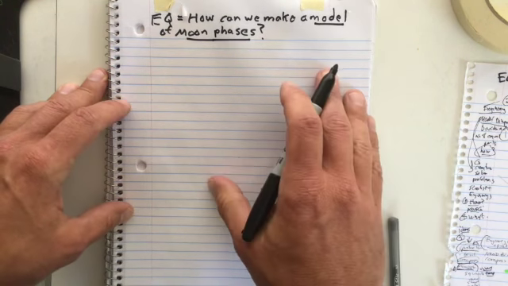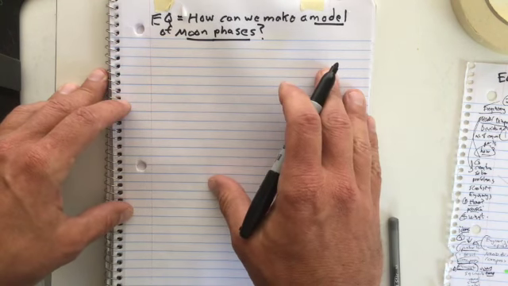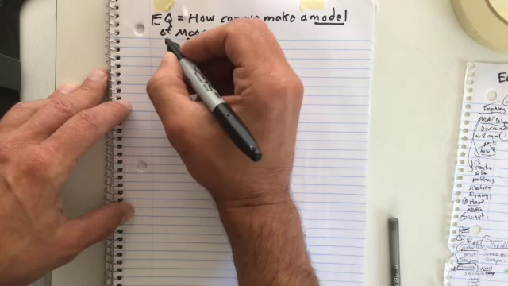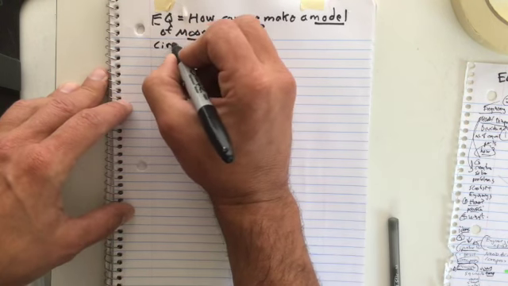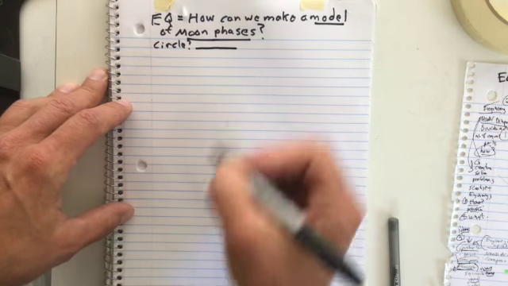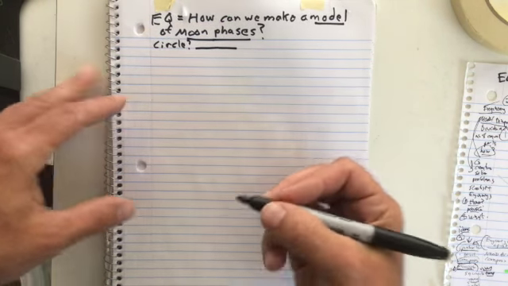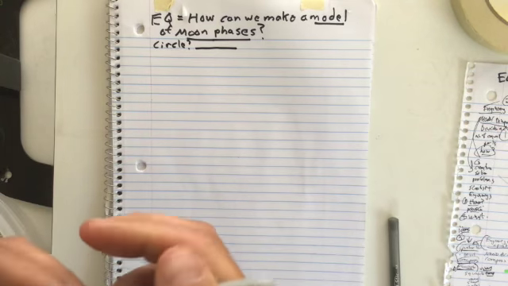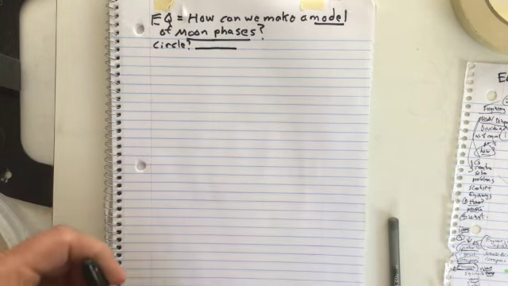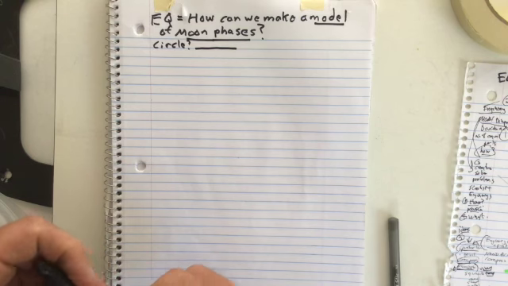So the first part of our engineering challenge, which is part of making a model, is we need to make a circle. So how are you going to make a circle? Maybe you've got objects at home. So right now, why don't you pause the video, look around the house, come back, and write down what you're going to make a circle with. And I'll see you in a minute.